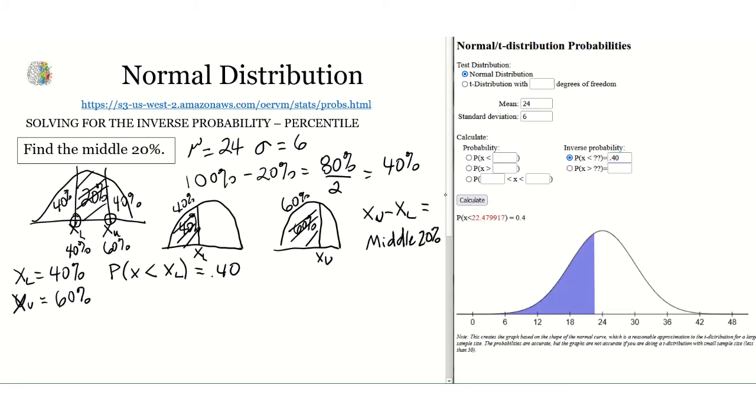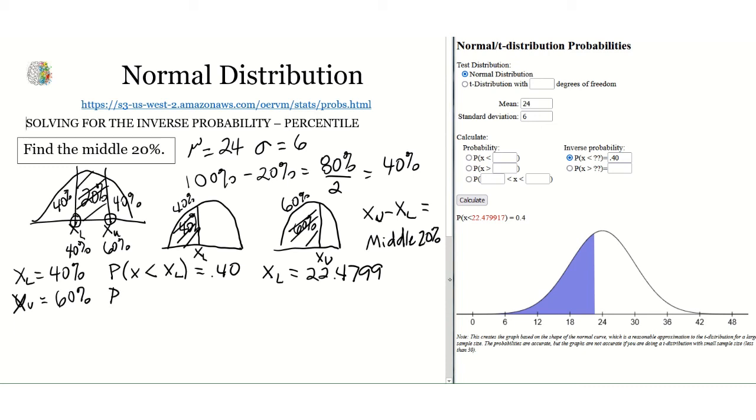And that is giving me a value of 22.4799. So this value right here, where the purple and the white intersect, that is my lower value, and the shaded area is my lower 40%.